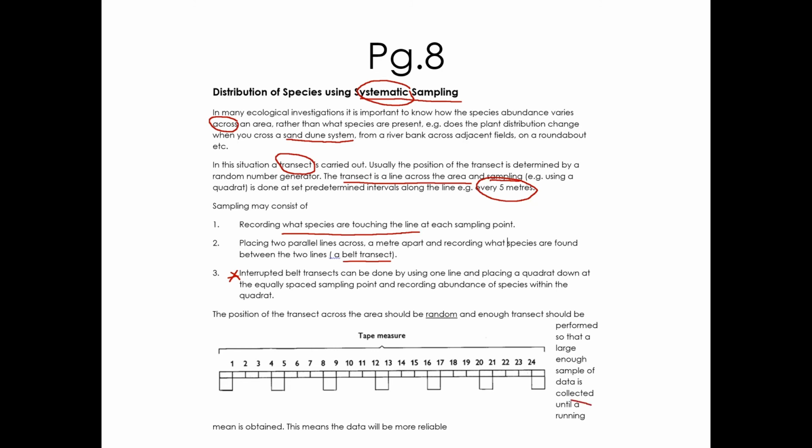Now in the keynotes, we've got something about running mean again. I'd actually get rid of that because I think it might overcomplicate the idea. So as long as you know that one transect really just tells us, for one tape measure across that area, the distribution of species, it would be better science to then repeat that transect at different places in our sample area. And the more we do, the more reliable. So I might just change that there, instead of running mean, to that you would do many transects to make the data you collect more reliable.